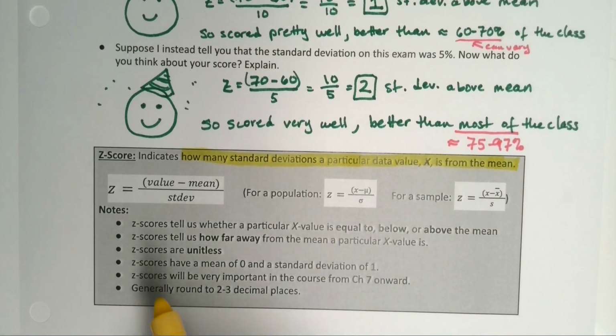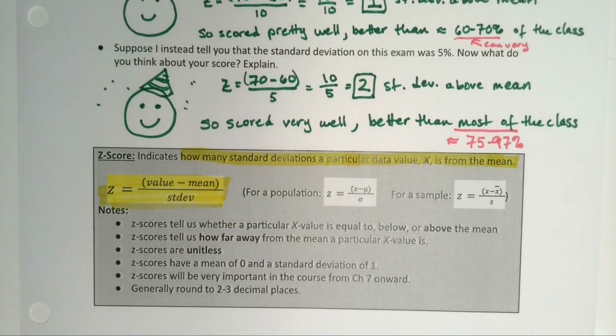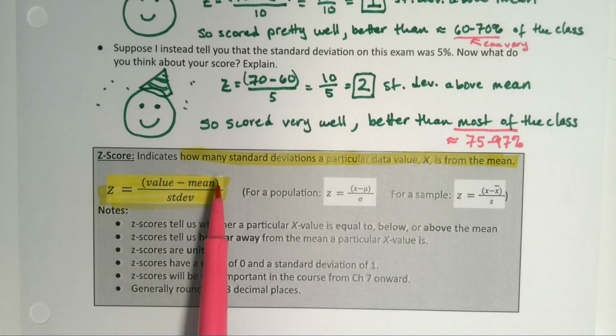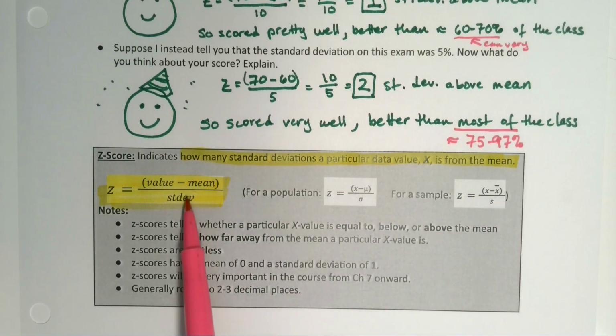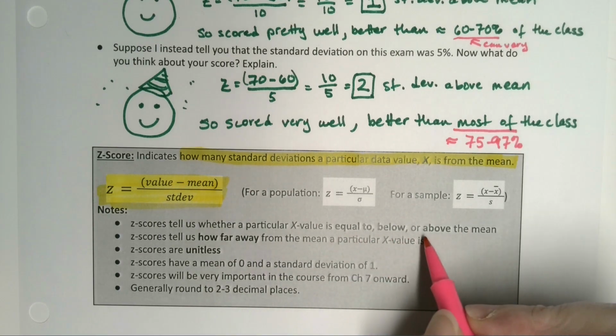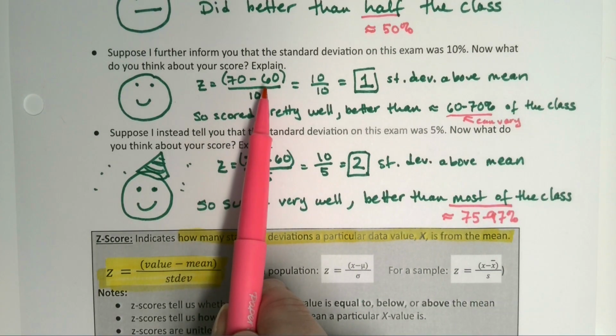Okay, so the general formula is right here. This is what we were using up above. Now, technically, if you have sample data, it's this one, and for population data, it's this one. But it doesn't really make any difference. Either way, it's the value you have, which is your x, minus whatever the mean is, either mu or x bar, depending on if it's population or a sample, and divided by the standard deviation, which is either sigma or s, depending on whether it's population or sample. Okay, so it can tell you whether or not you're equal to the mean, below the mean, or above the mean. Now, these two scores are both above the mean because you scored a 70 and the mean was 60.